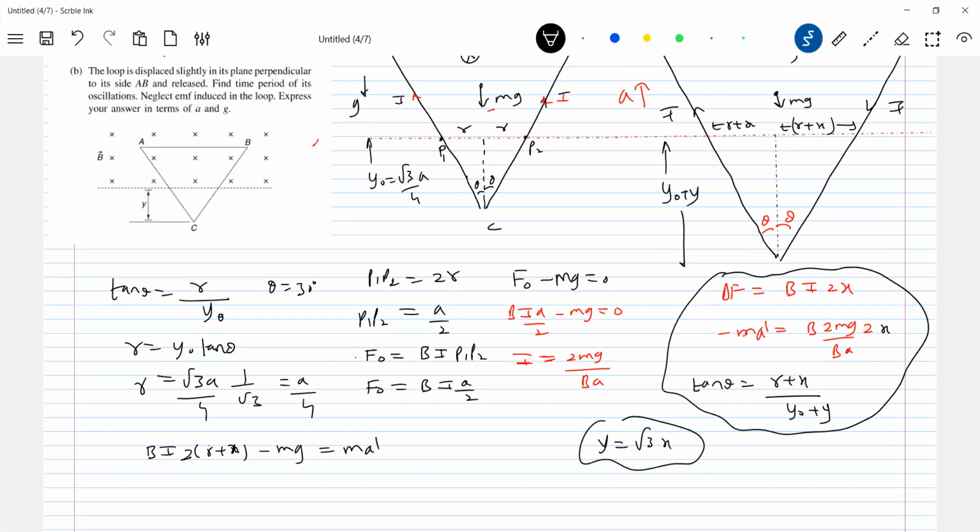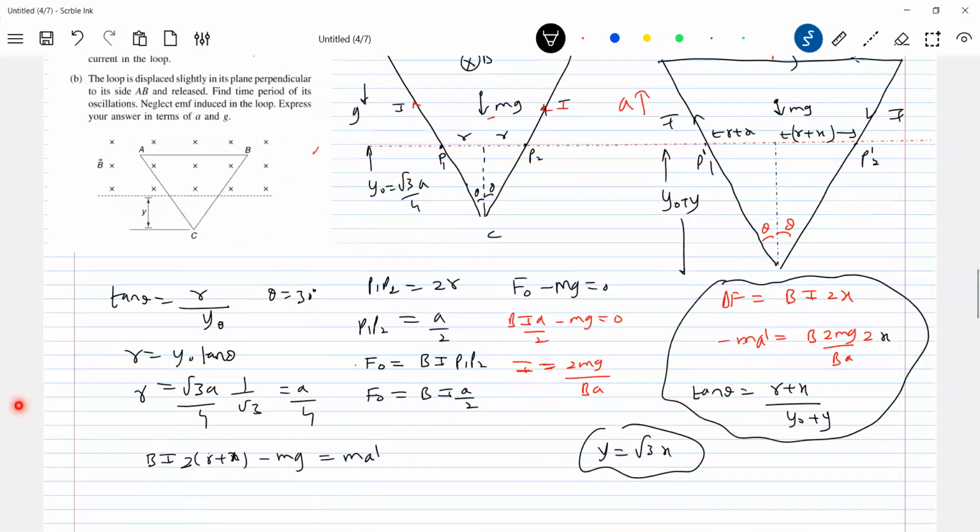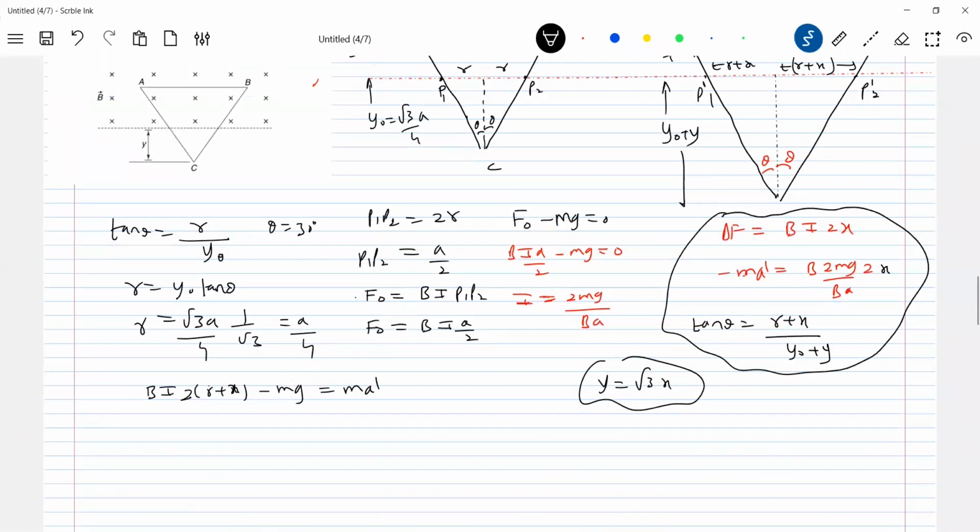What is the force acting now? What is the effective length of this part of the loop? It will be P1, P2, the new length, or P1 dash, P2 dash. So now in place of it, 2r plus x will come. Then substitute all the values and solve it. You'll end up with the same equation.